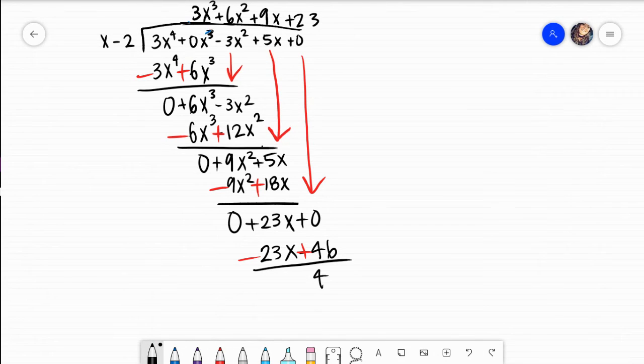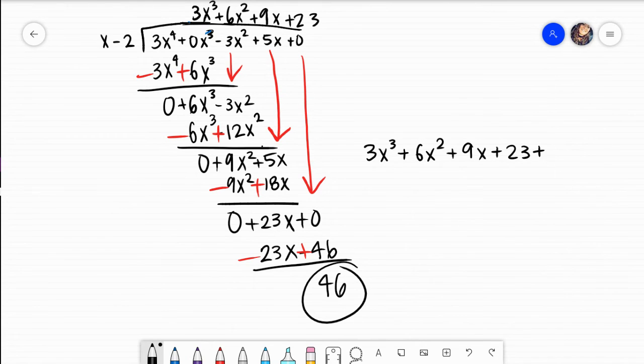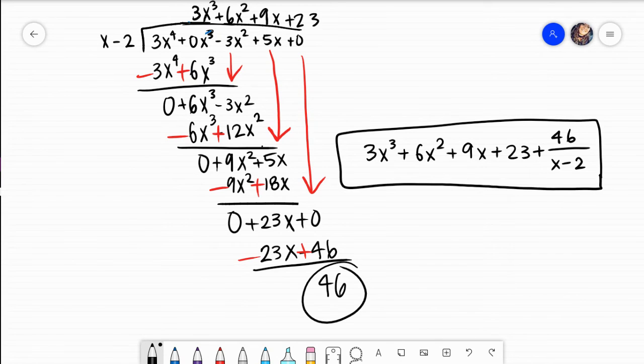And then that's it. I have nothing else to bring down, and we definitely would not start working with decimals here. So once you get a numerical value here, if it's 0, there is no remainder, but you would just write your 0 over your divisor. Here, I do have a remainder of 46, and then the actual answer would be 3x cubed, a positive 6x squared, a positive 9x, a positive 23, and then we're going to add to that our remainder, which is 46, over our divisor, which is x minus 2. That is the answer to the division of those polynomials.